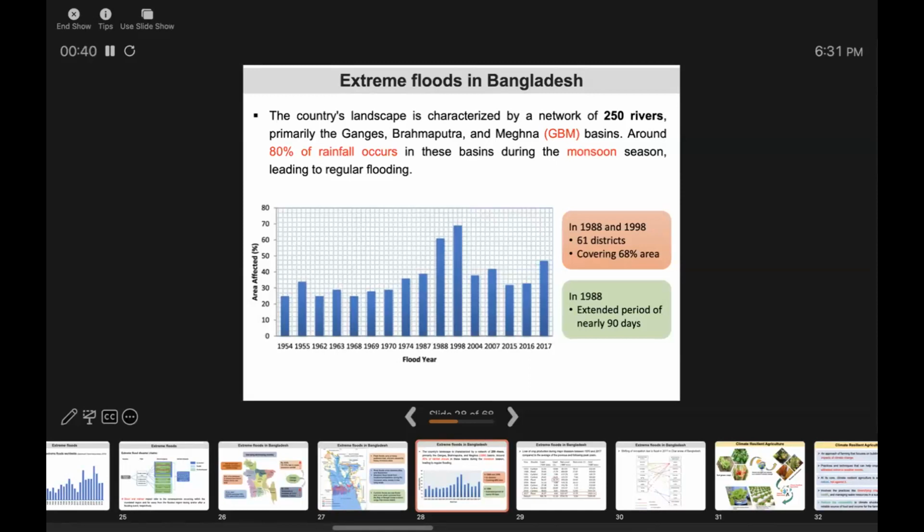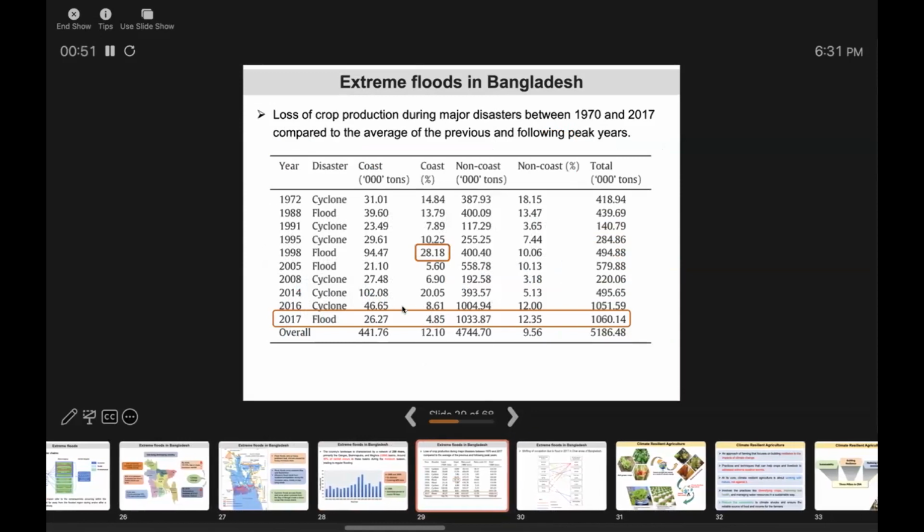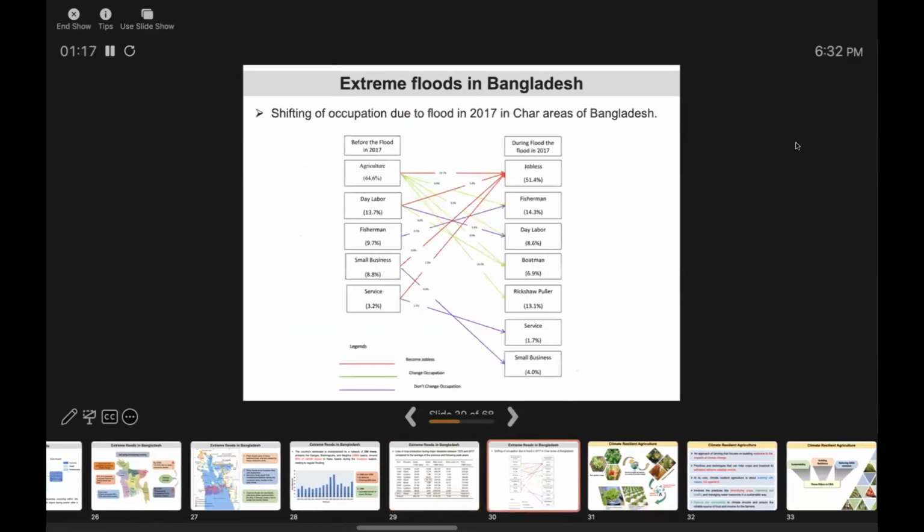This is a little bit old data from 1988 and 1998. It was very remarkable. And we can see the loss of crop production during the average between 1970 and 2019 compared to the average of the previous and following peak year. So we can see that in 2017, in the non-coastal region, there was a remarkable disaster caused by a flood, and this is the decrease in crop production. So around billions of tons of crop production was decreased.